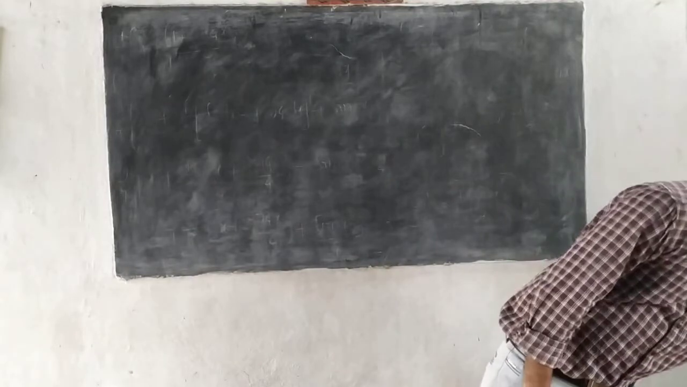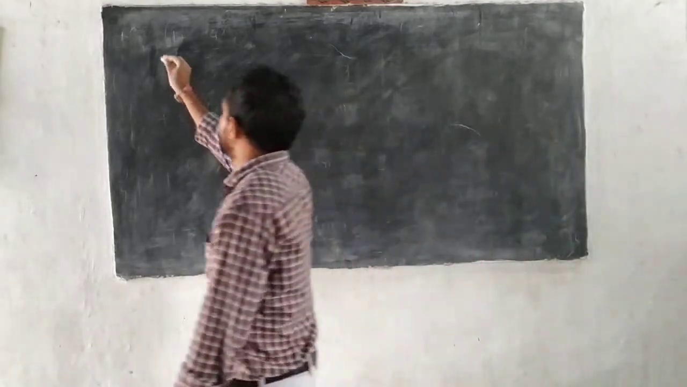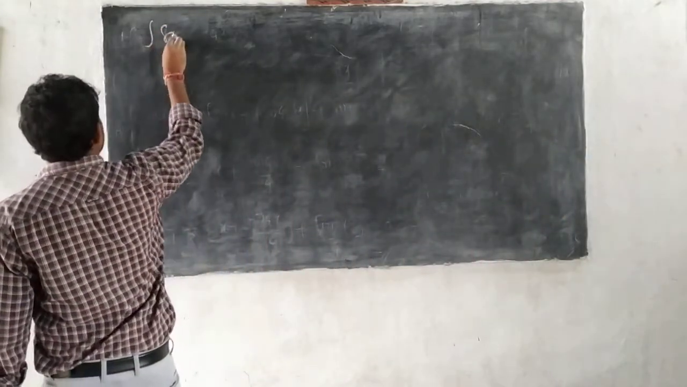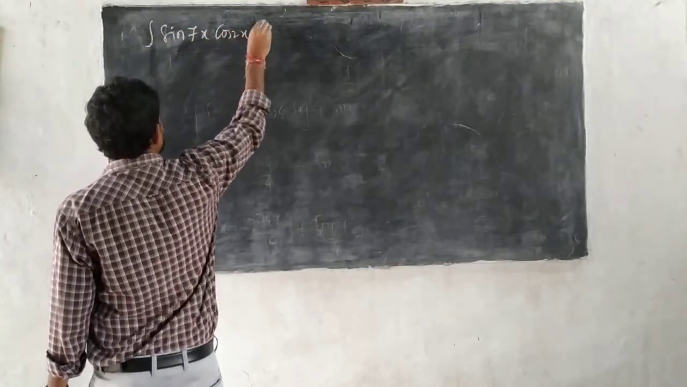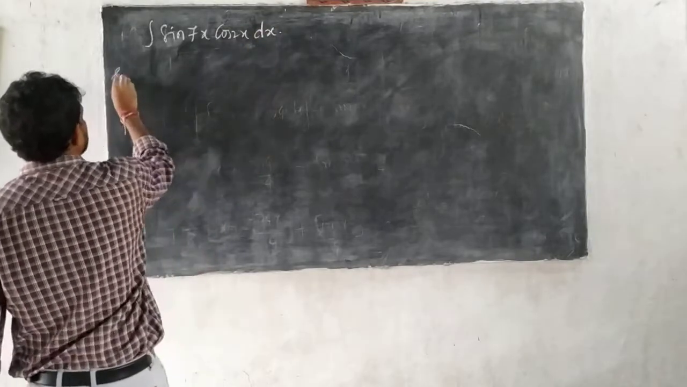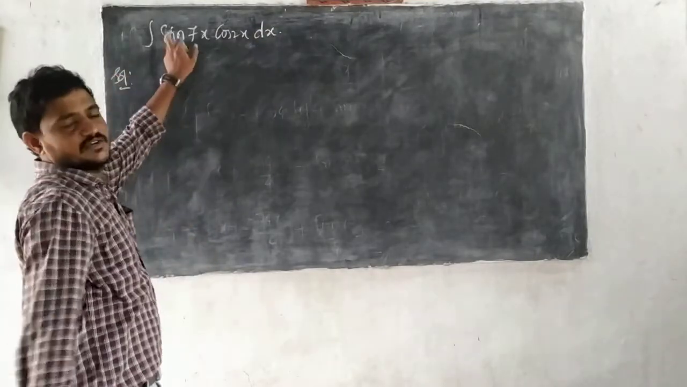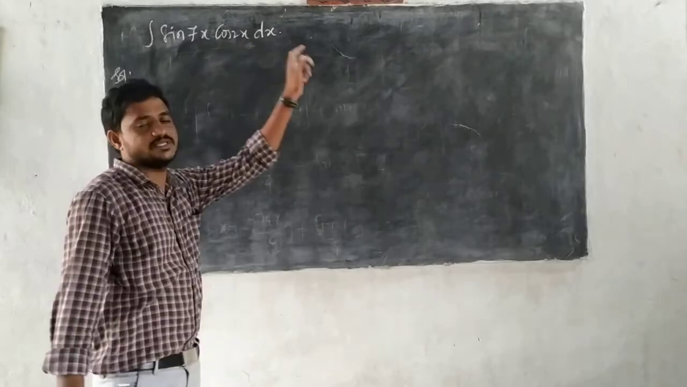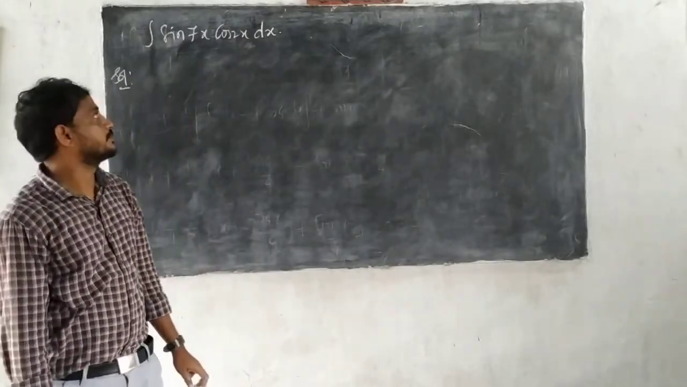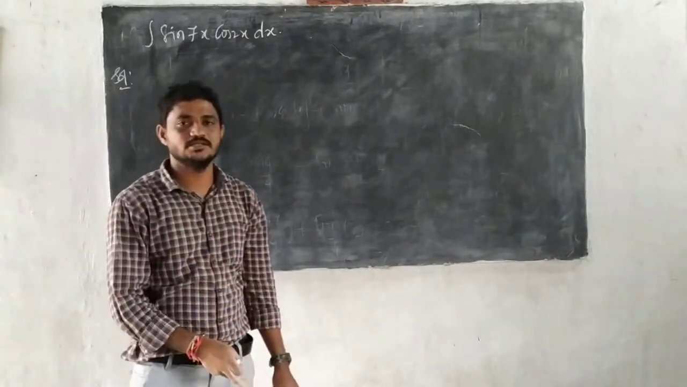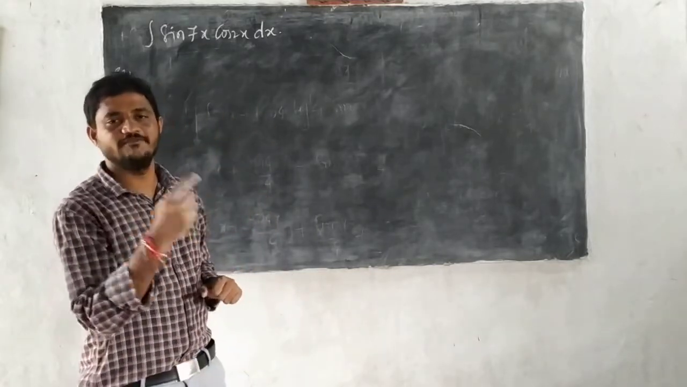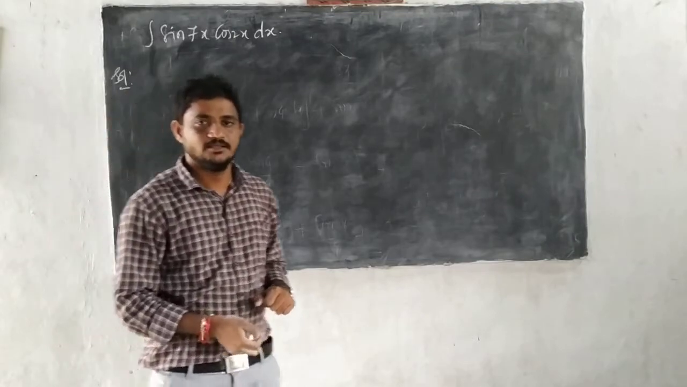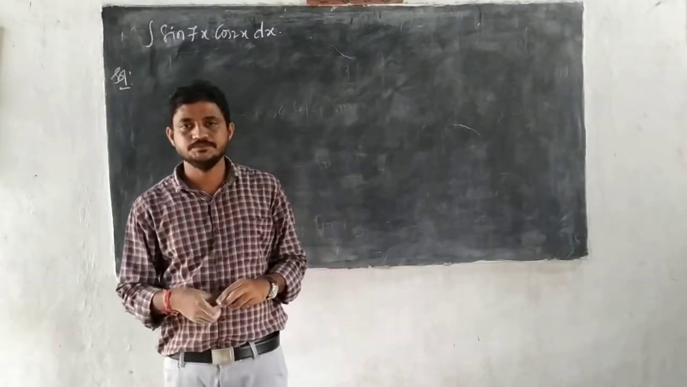Let us take one more problem here. Integration of sin 7x cos 2x into dx. How to solve this problem? Here we have two trigonometric functions, sin 7x is one and cos 2x is another one, and in between them we have a product. Right? So how to solve this problem?